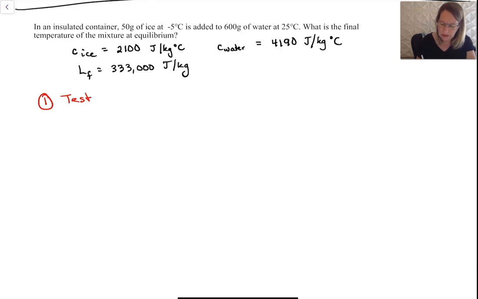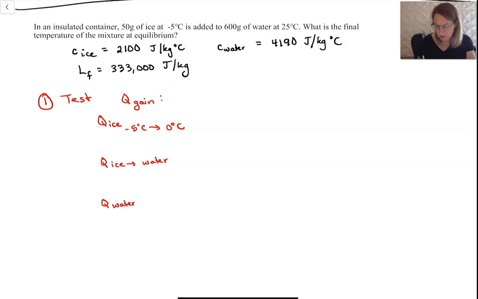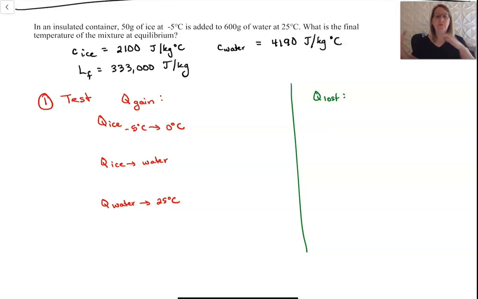And so what we look at is the heat that's needed, the heat gained for what was ice. So we start with Q ice to go from minus 5 degrees C up to 0 degrees C. Then ice to water. And then Q of what is now water up to 25 degrees C. And then on the other side, we just say Q lost, how much is available if we take all of this water down to 0 C.